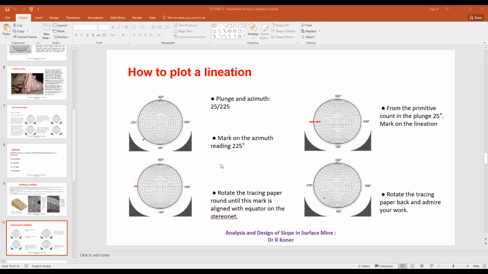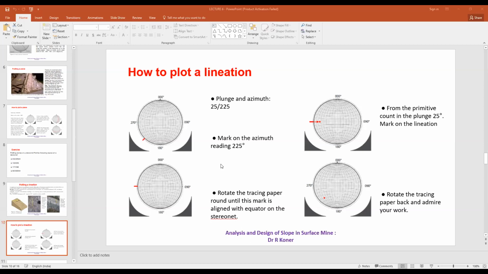But sir, in the plotting of a plane, why do we coincide the strike with north, and why here, in plotting of lineation, do we coincide it with the equator? Let me clear your doubts.